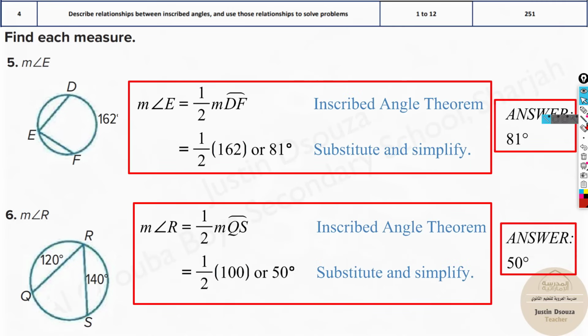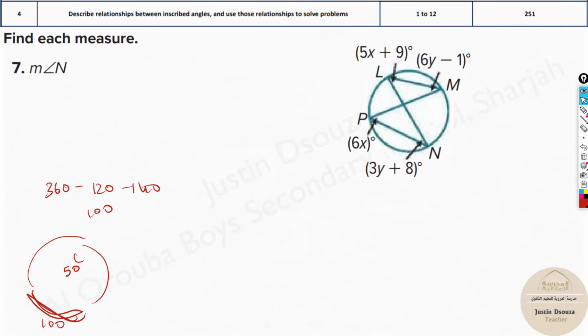Now this one, how exactly would you do it? Here they have told this arc is 120, this is 140. So what is this one? You can add these up and minus it from 360 degrees. Total is 360 degrees in a circle. Minus 120 minus 140. It'll be 260. So 100 is remaining. So this one over here is 100. But that arc is 100. So what is the measure of angle R? Half of 100 is 50 degrees. So that is how we can solve it up.